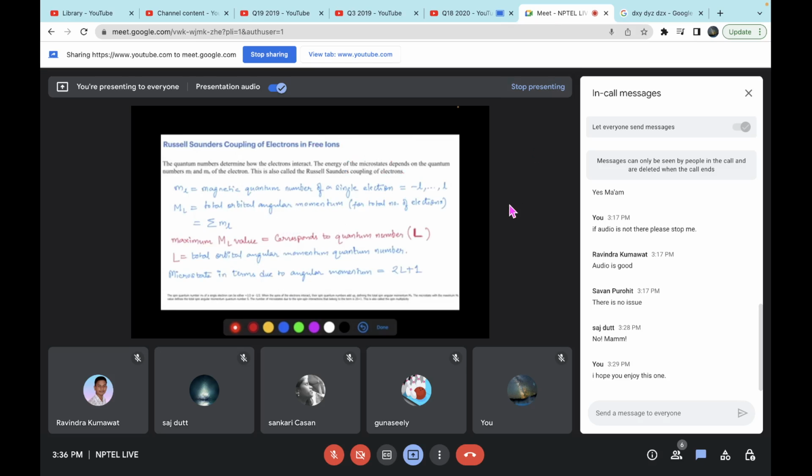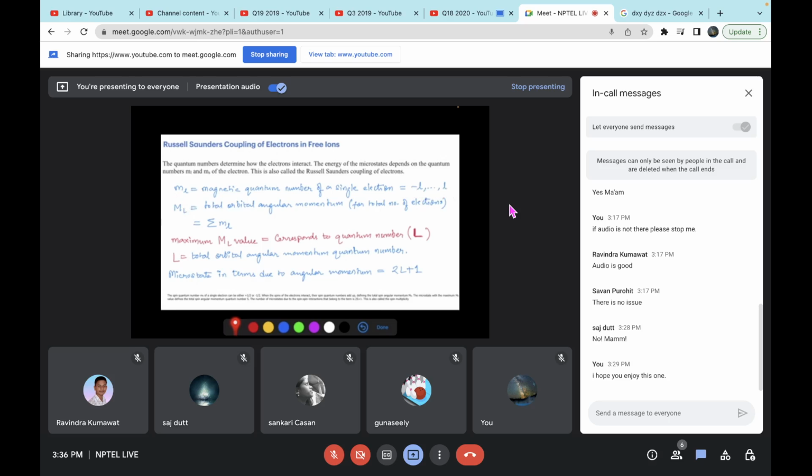Coming to what these electron transitions give us, the quantum numbers determine how the electrons interact. The energy of the microstate depends on these quantum numbers, which are ml and ms of each electron. This is called the Russell-Saunders coupling of electrons. So what are ml and ms? ml is the magnetic quantum number of a single electron, and it goes from minus l to plus l.